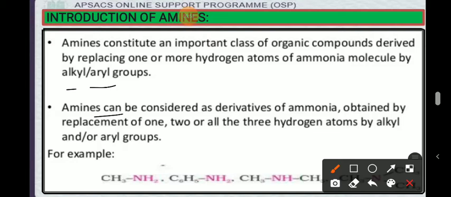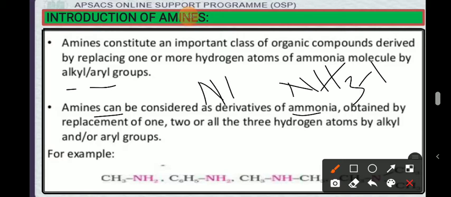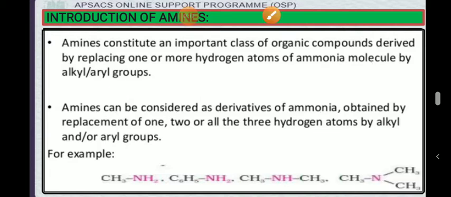Amines can be considered as derivatives of ammonia, because we are actually using ammonia, NH3, and subtracting one hydrogen from it, and we are having NH2, and this NH2 is going to attach with the R or aryl. That's what I have explained. So they can be considered as derivatives of ammonia obtained by replacement of one, two, or all three hydrogen atoms by an alkyl or aryl group.